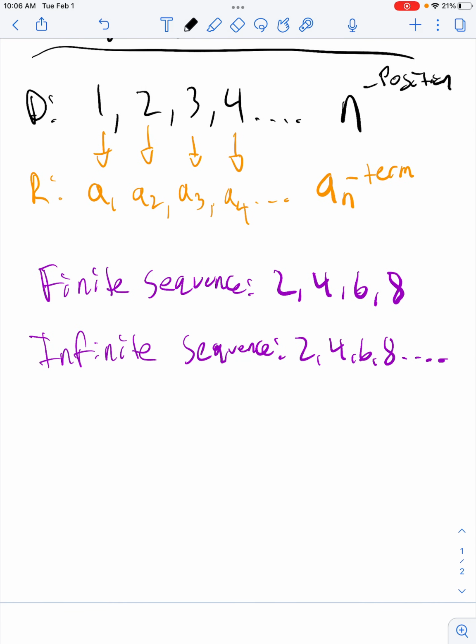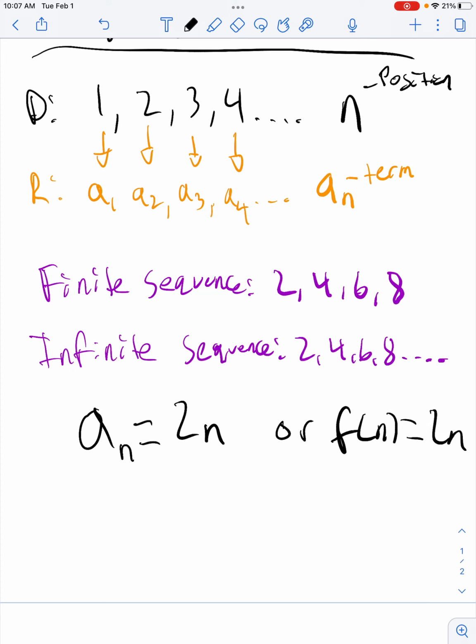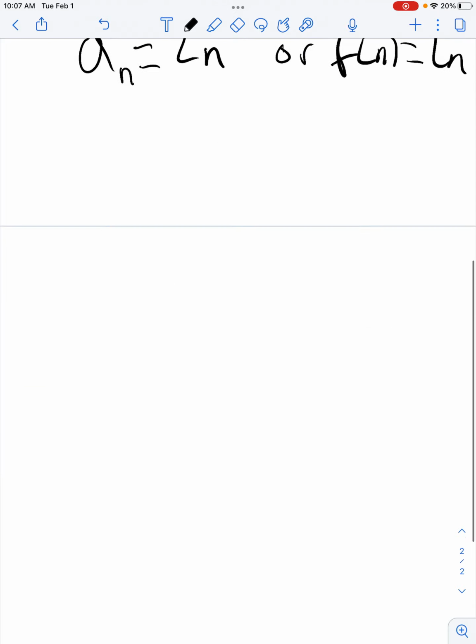So a rule for this sequence would be something like A sub n equals 2n. I'm going to take whatever n is and multiply it by 2. 2 times 2 is 4. 2 times 4 is 8. 2 times 100 is 200. That's going to give me my answer. You could also write it like this: F of n equals 2n. Again, multiple ways to write the same thing.